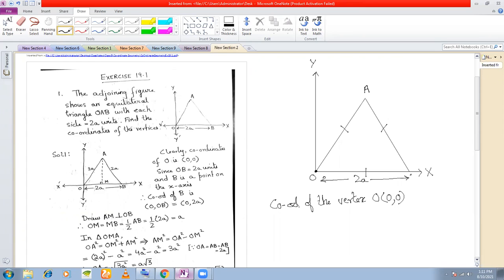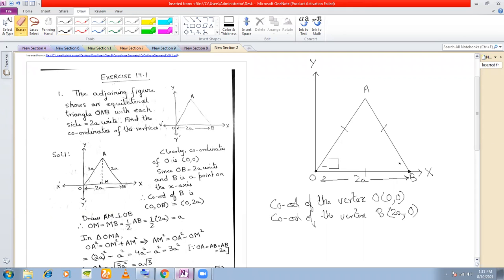Next, the other vertex is B. Let me write B here. So what should be the coordinates of B? 2a, comma 0. Why? Because from the origin, you are starting, and you are moving 2a units in the positive direction. And B lies on the x-axis, so its y coordinate will be 0. And the distance you are moving is 2a units, so the x coordinate will be 2a. Clear to everyone? Yes, sir. Okay, easy enough.